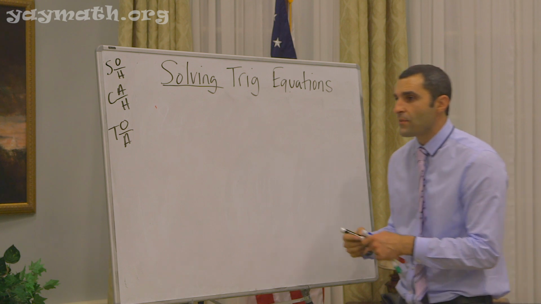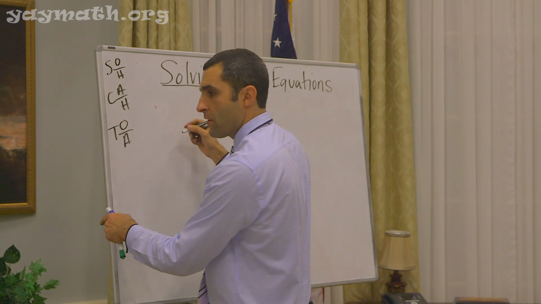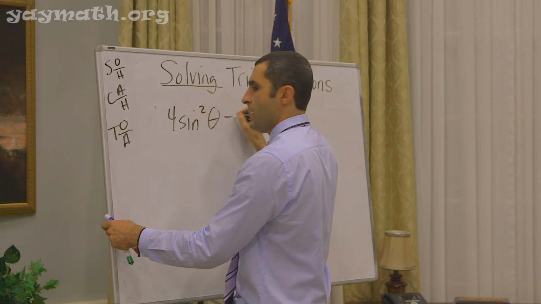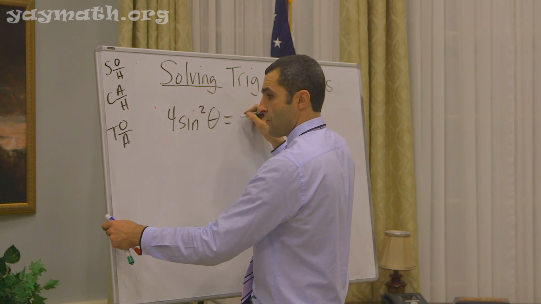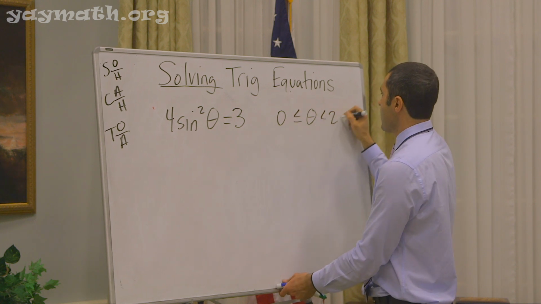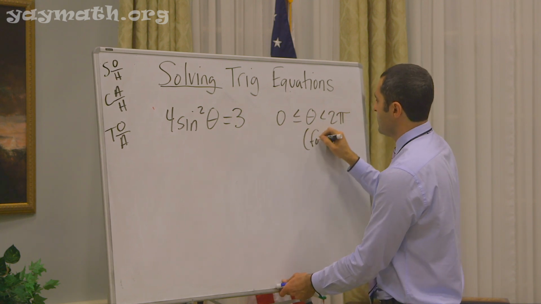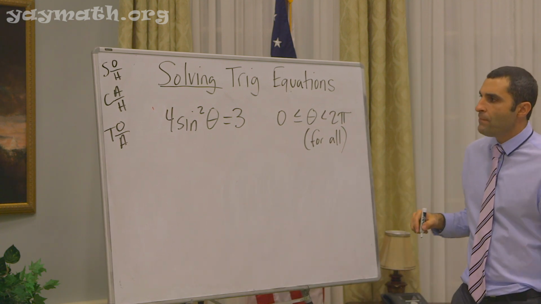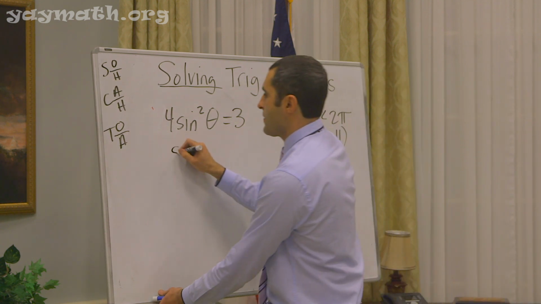All right, so the next one is 4 sine squared theta equals 3. And now we're going 0 to 2 pi, which is the same as 360, and then we'll do for all. Okay, let's do this. Divide both sides by 4.